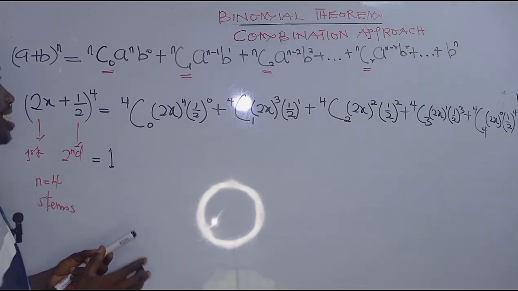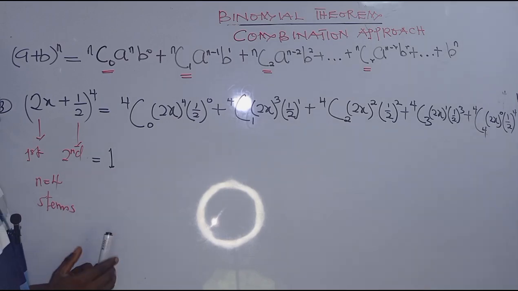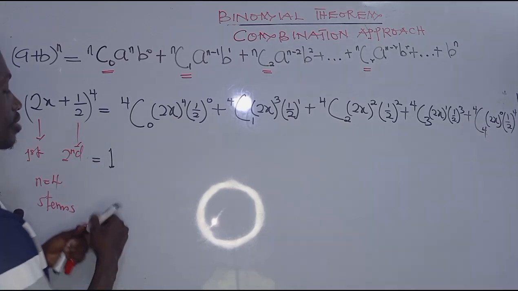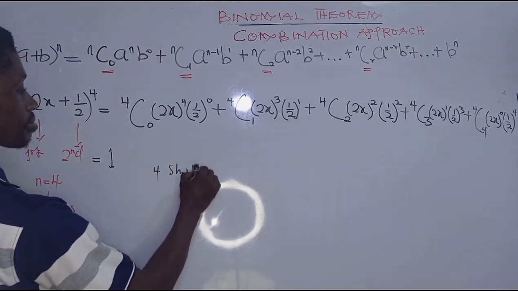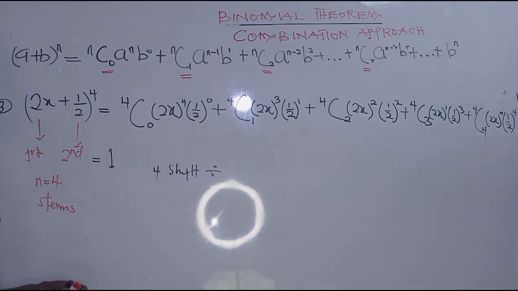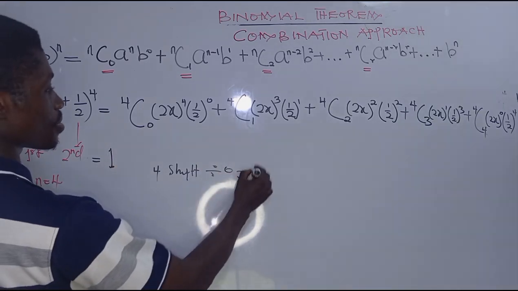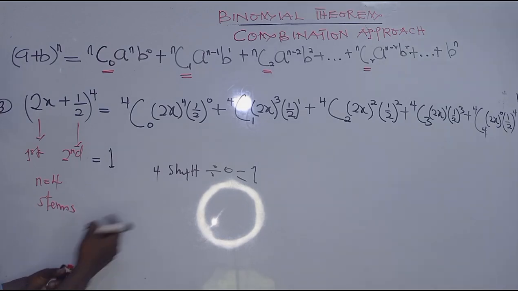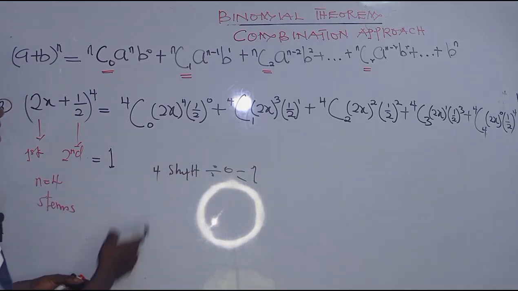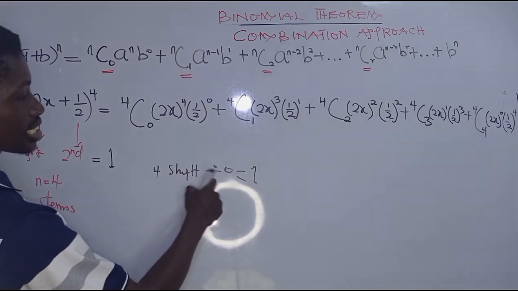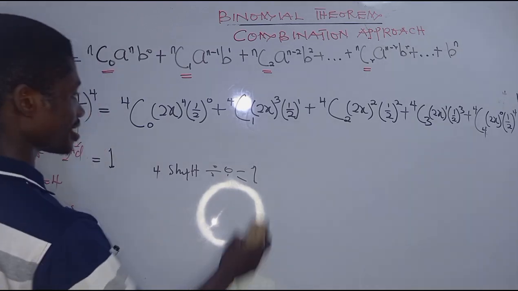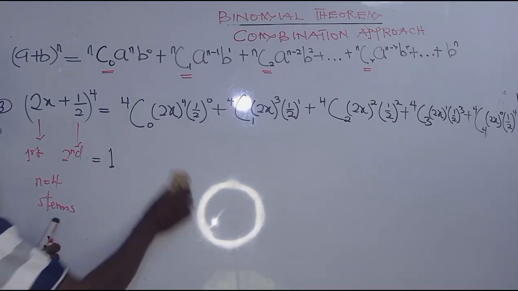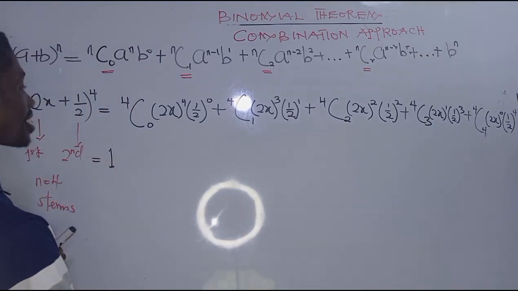You can also use the calculator to find the combinations. 4 combinations 0. You press 4 on your calculator. You press shift. And then you press the division sign. And then you press the number 0. It will give you number 1. Similarly, if you are looking for 4 combination 1, you press 4, shift, and then division. You press 1. It will give you the answer. So you can use the calculator to find your combination numbers. As easy as that. Some of you don't want trouble, so you like to use the calculator. You can use that.